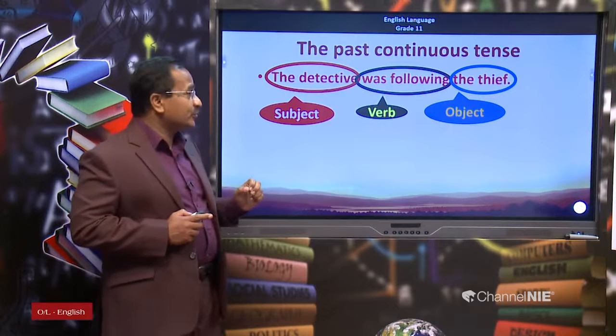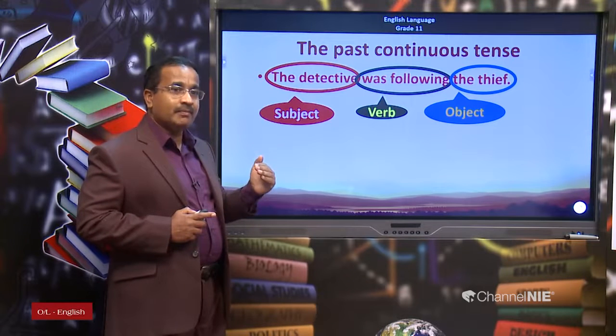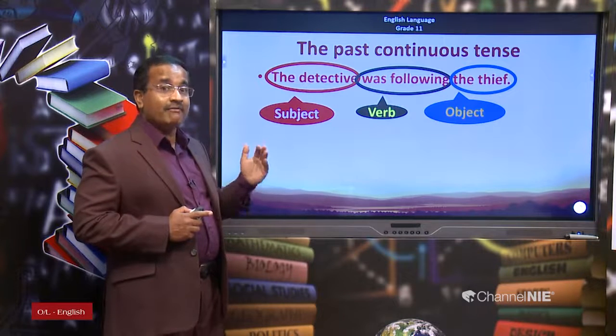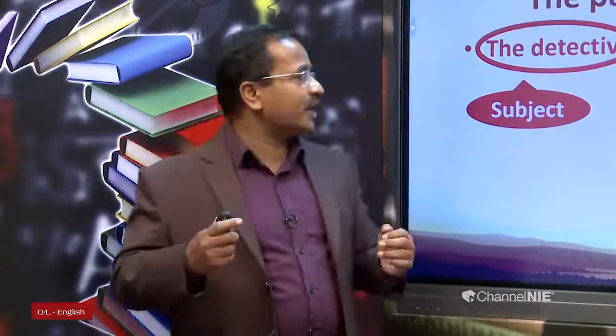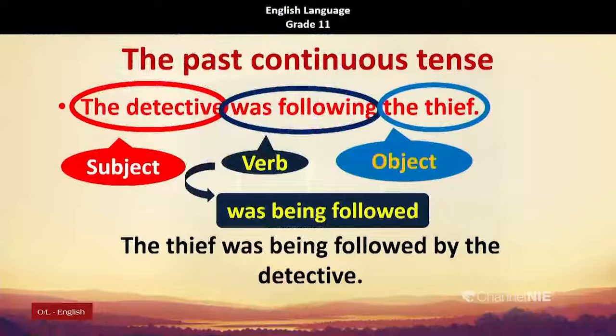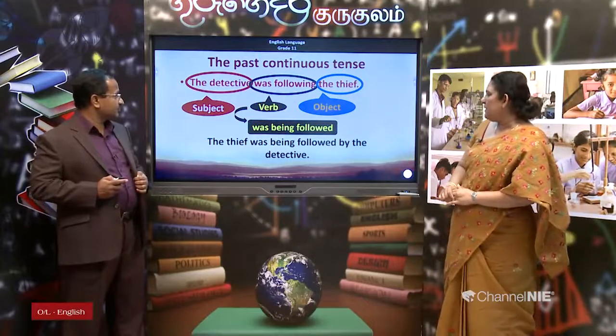There you can use the verb in two ways. One, was being plus past participle. Two, were being plus past participle. Was being plus past participle, were being plus past participle. In this sentence, the thief, since it is a singular noun, we use was being plus past participle, was being followed. The thief was being followed, right. So, the agent should be mentioned in the end and Nirmala will read it. The thief was being followed by the detective.